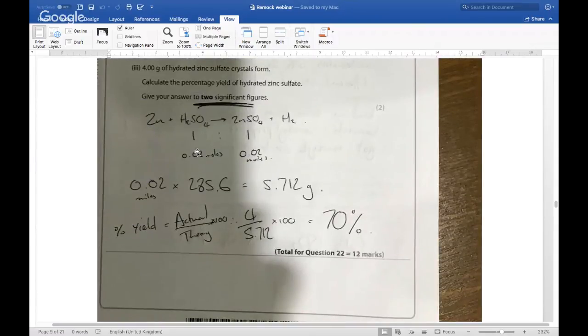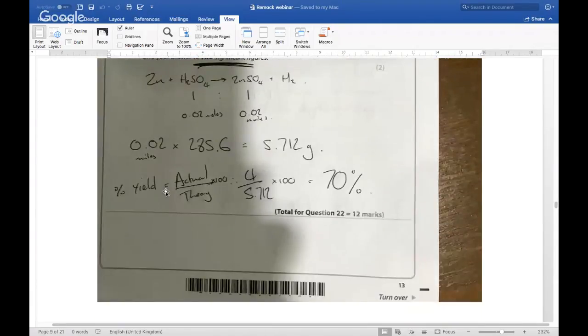So 0.2 moles of sulfuric acid also equals 0.2 moles of zinc sulfate. So how much should I have got theoretically? 0.2 moles multiplied by the zinc sulfate's MR, which gave you 5.712 grams. You did that from the previous question. You then did yield equals actual over theoretical times 100. They said he got 4 grams. He was meant to get that. Times 100 gave us 70%.